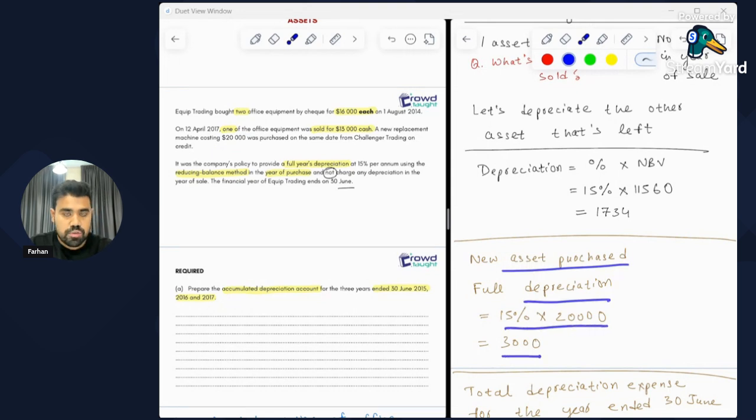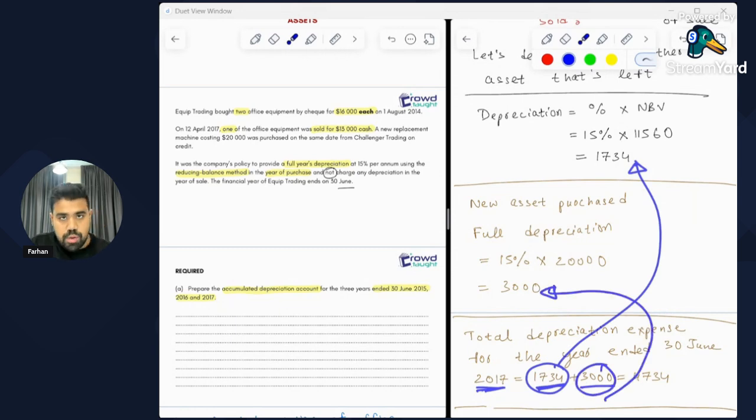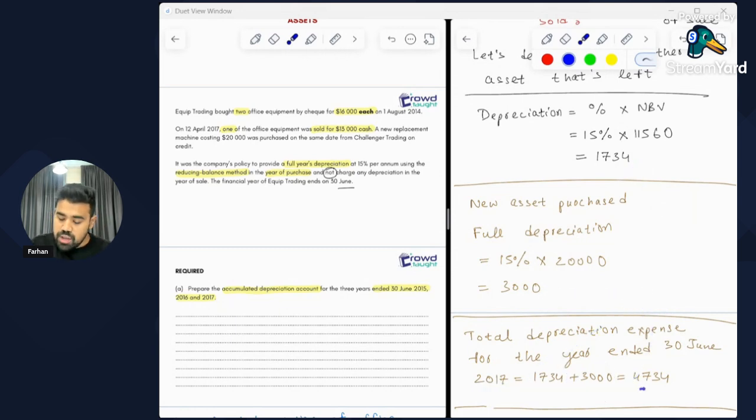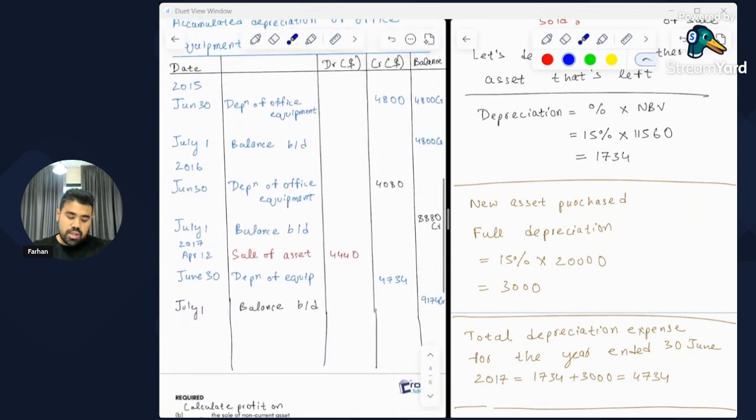So full depreciation for this new asset is 15% multiplied by $20,000, which is $3,000. Altogether, the total depreciation expense for the year ended 30 June 2017 is 1,734, which is for the asset that was left behind, plus an additional $3,000 for the new asset that we had purchased, altogether giving us $4,734. Make sense? So how should we record this in the accumulated depreciation account? Let's have a look.